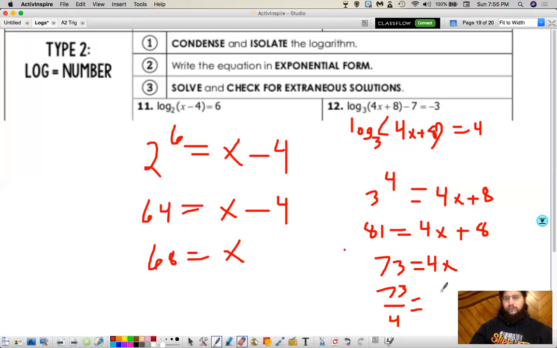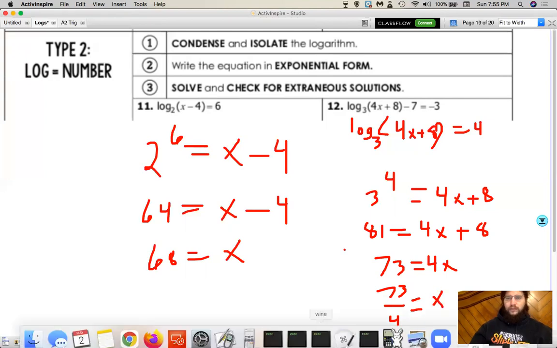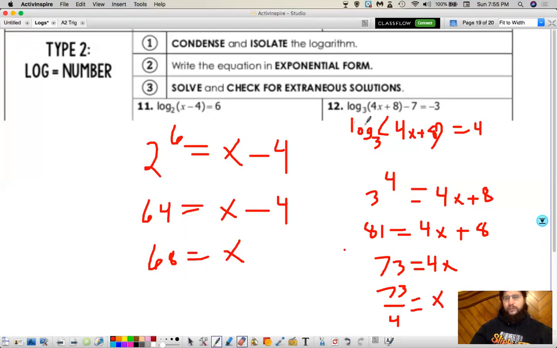Let's check it. Oh, yeah. 73 over 4 times 4 is 73, plus 8 is 81. That would give you a 4 minus 7 is -3. Yes. Okay. It works.